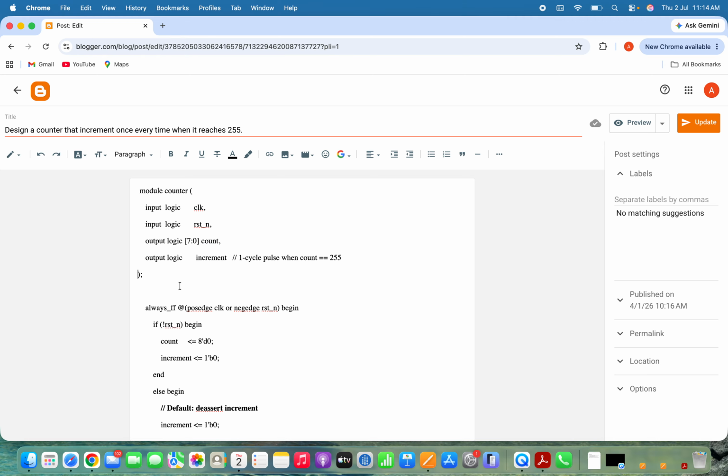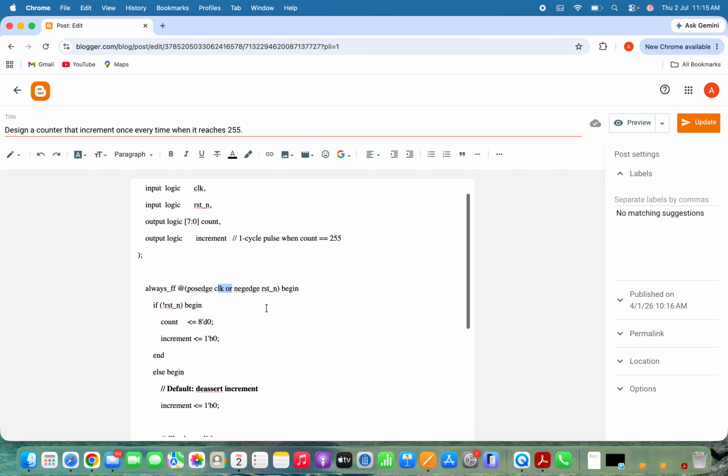Now let's look at the always_ff block. Since it is sensitive to the positive edge of the clock and the negative edge of the reset, it describes sequential logic with an asynchronous active low reset. Inside the reset condition, we initialize both outputs. The counter is reset to 0 and the increment signal is also cleared.